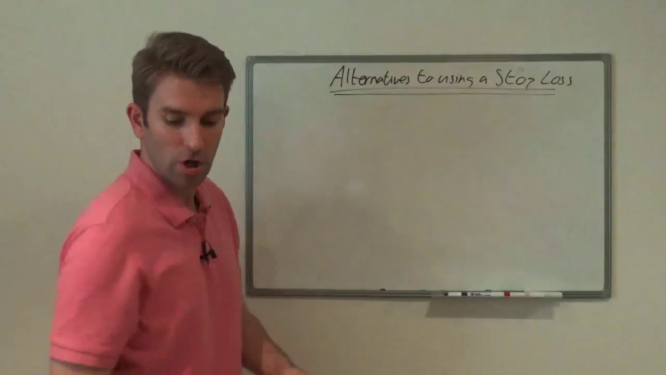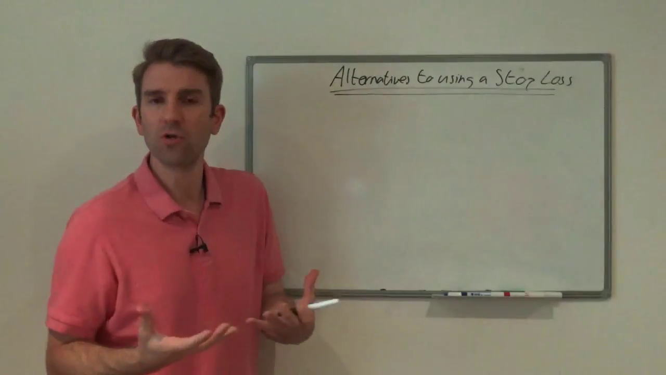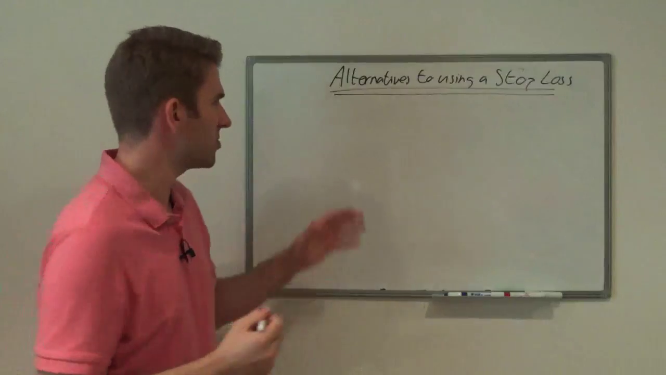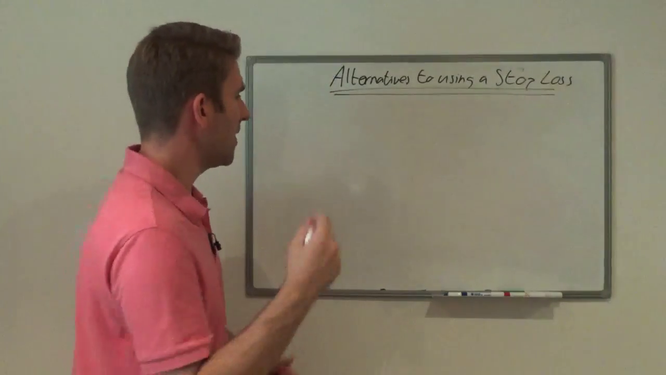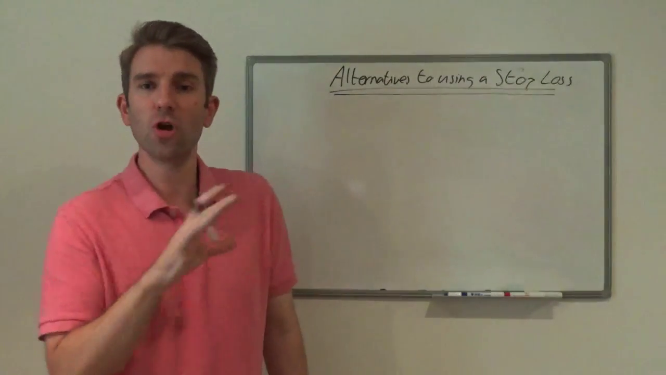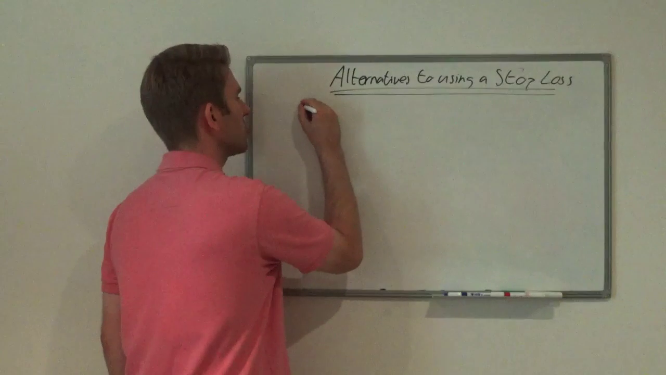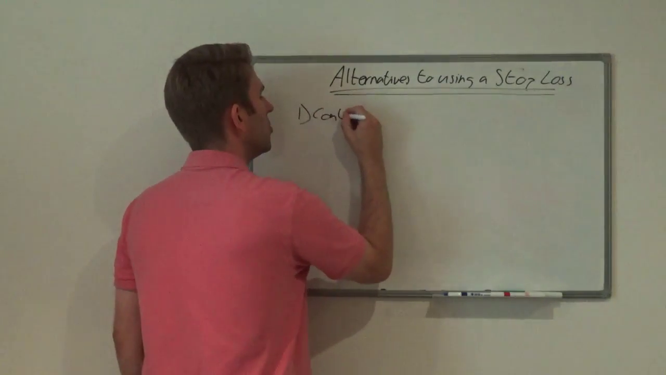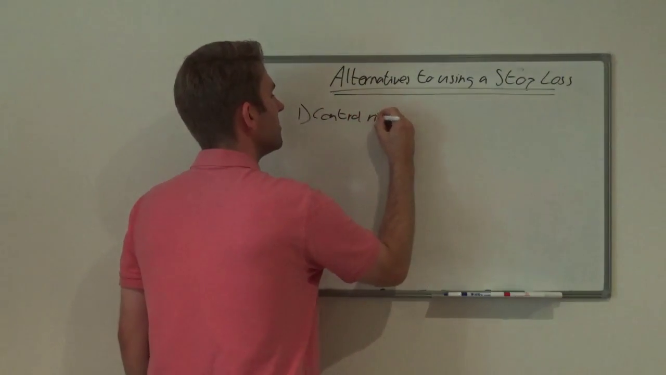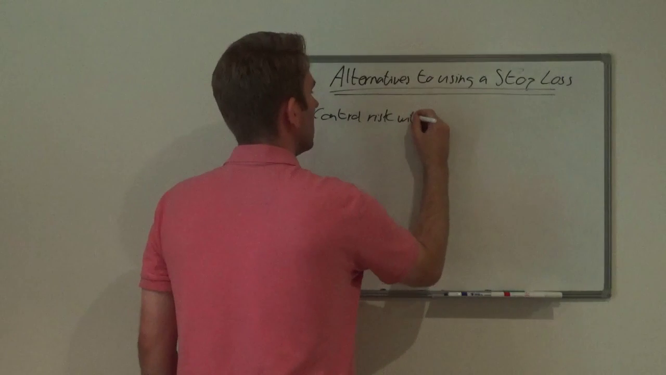But often you can't do that, or maybe it's not part of your strategy, it's not part of the way you want to trade. So what are the alternatives you can do? The other thing you can do is use no stop loss, but just control your risk with size. What do I mean by that?